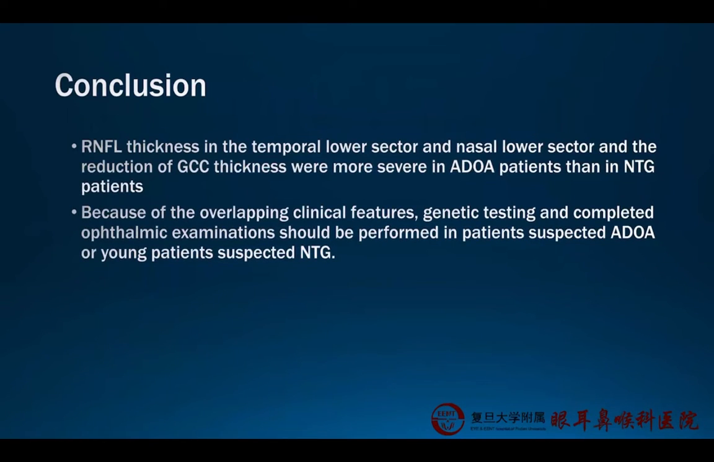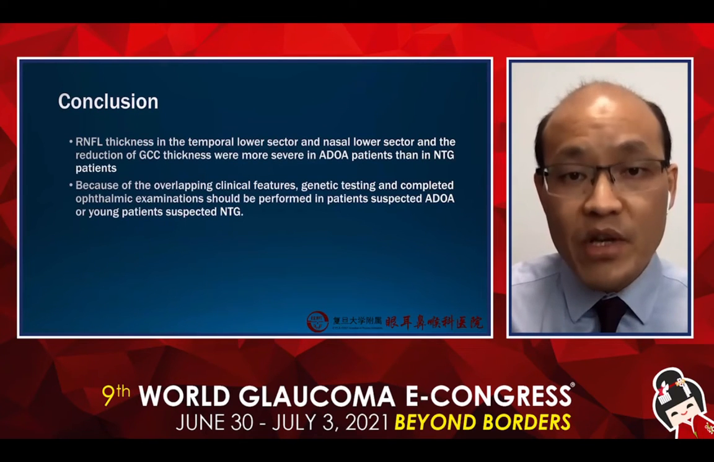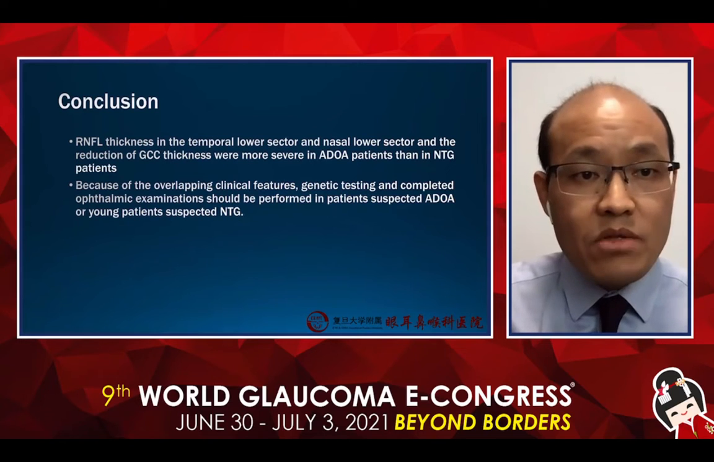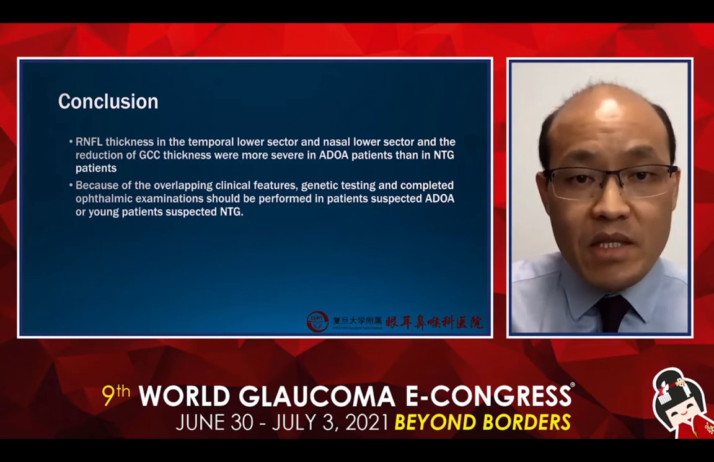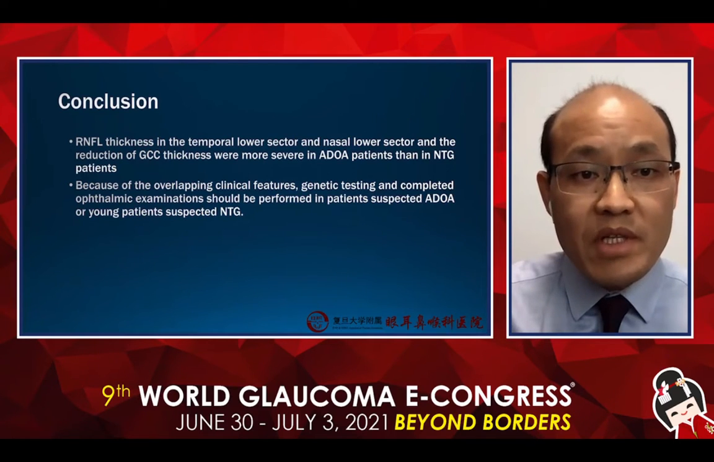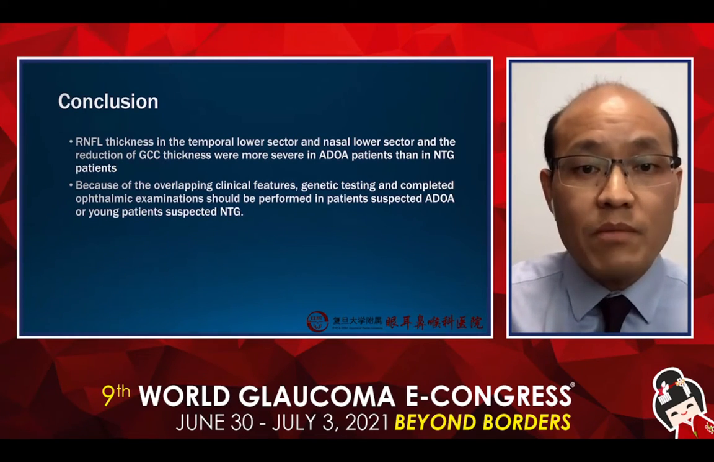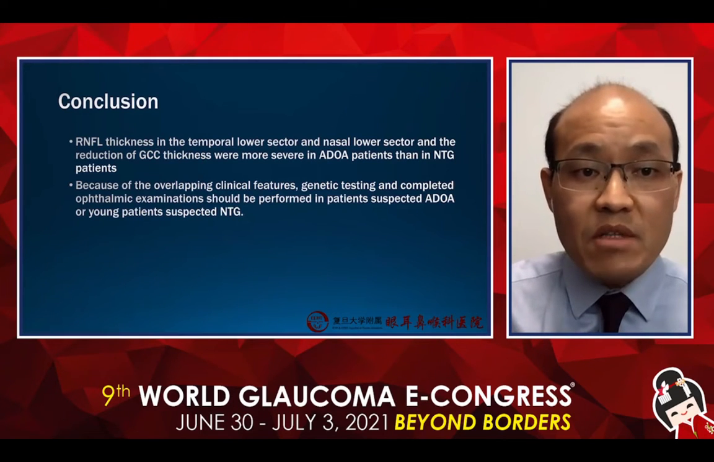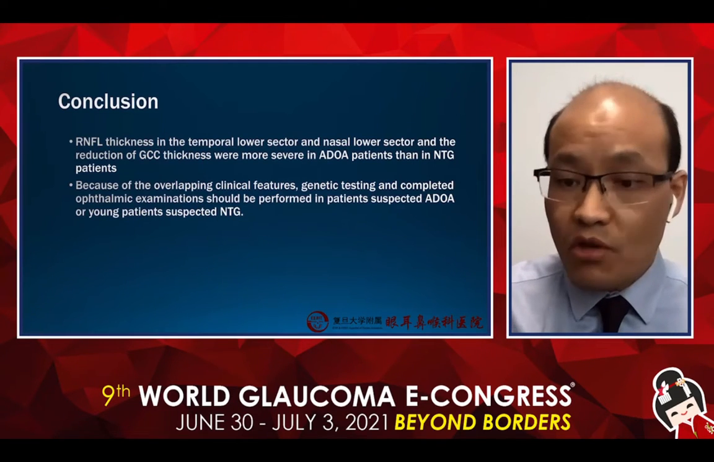Here is the conclusion. The RNFL thickness of the temporal and nasal sectors and the reduction of GCC thickness are more severe in ODOA patients than in normal tension glaucoma patients. Because of the overlapping clinical features, genetic testing and a complete ophthalmic examination should be performed in patients suspected of ODOA, or young patients suspected of normal tension glaucoma.